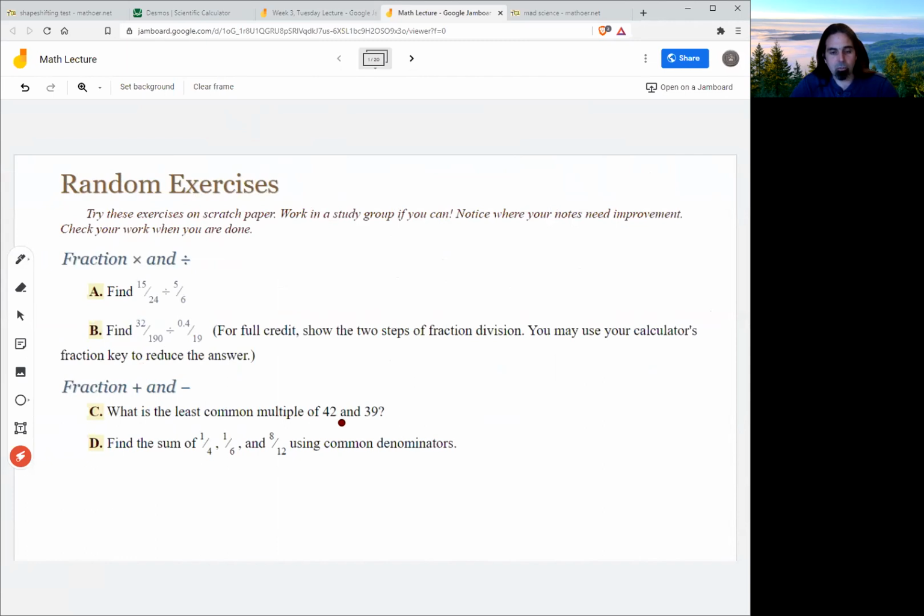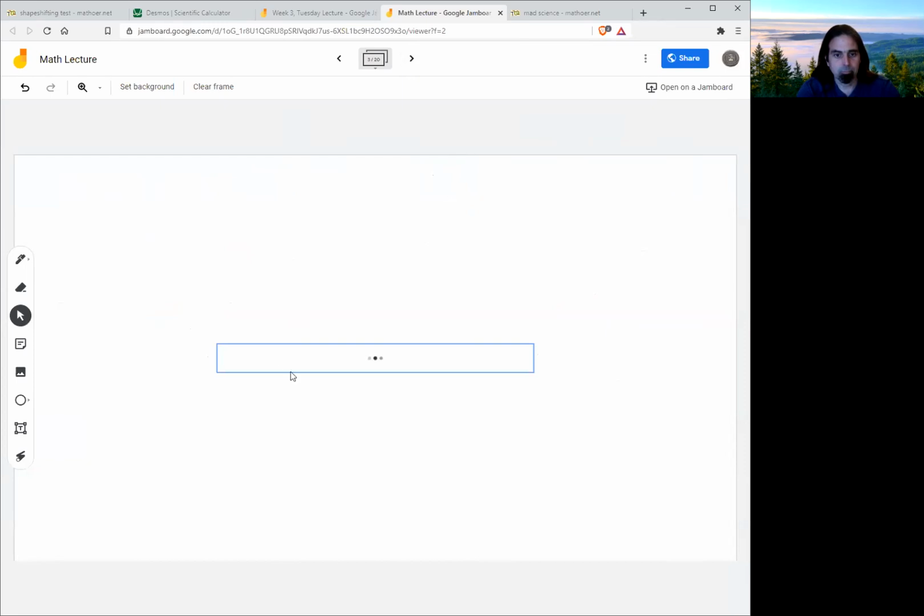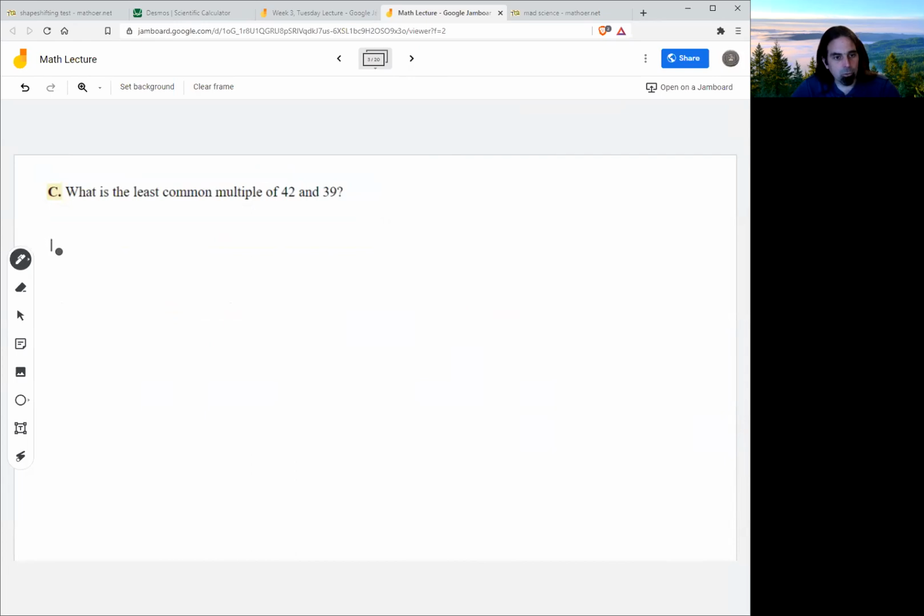Okay, what's the least common multiple of 42 and 39? So we had two ways to do this. We could do the list of multiples, or we could play with factors. You don't have to know both, but you should be able to follow both on the board.